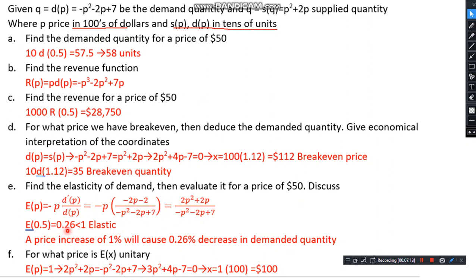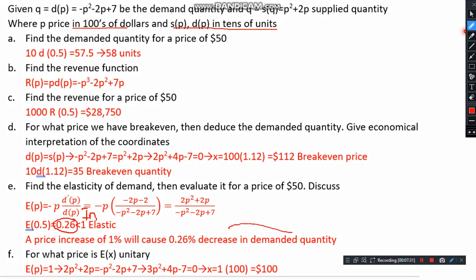Then evaluated for a price of 50, say the price is 100, so E(0.5), you replace here 0.5, you get 0.26, which is less than 1. It's inelastic. So what do we say when it's inelastic? We say a price increase of 1% will cause a 0.26% decrease in demanded quantity.